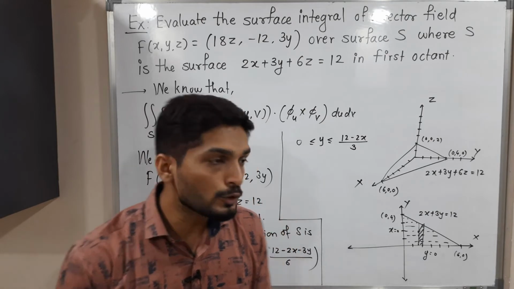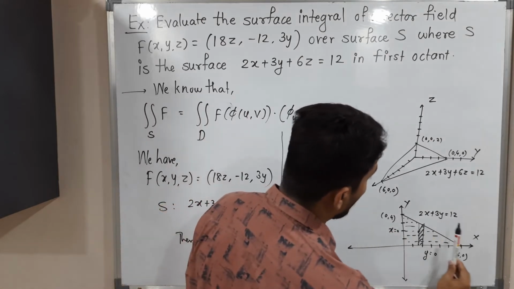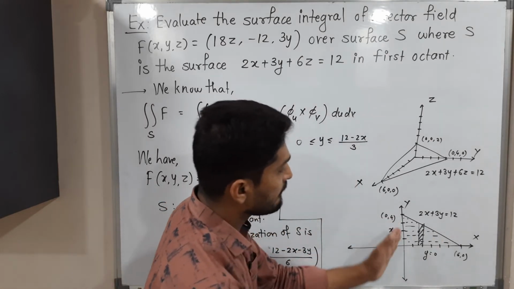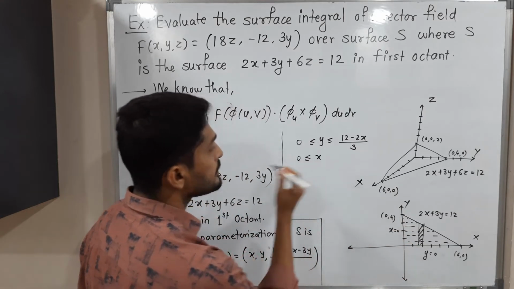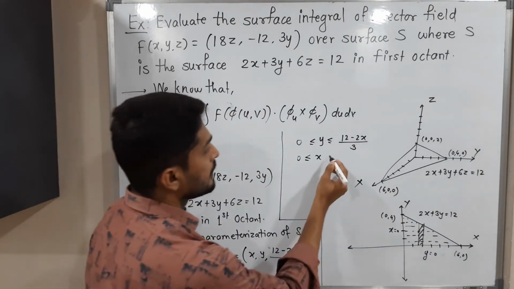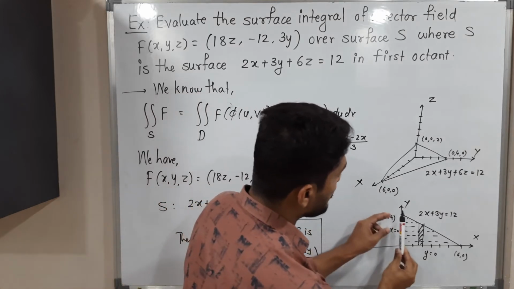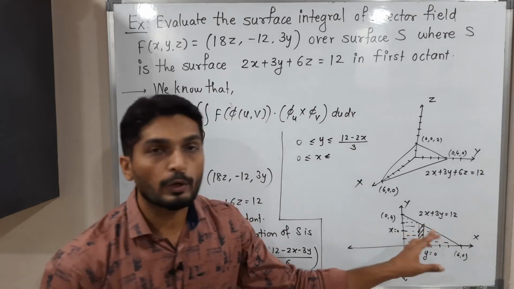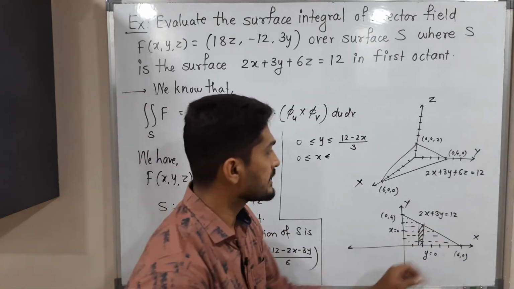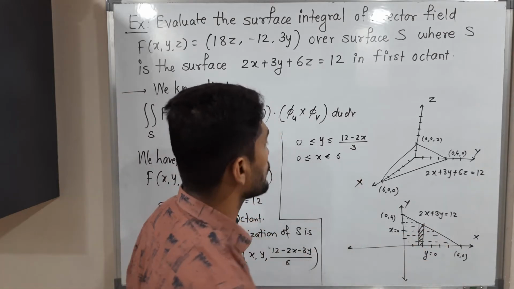Now we have to move the strip from left to right. At the left, it will start at the y-axis whose equation is x is equal to 0. So x is bounded below by 0. Here we have to move this strip slowly like this, and it will go up to that corner point where the value of x is 6. So x will vary from 0 to 6.